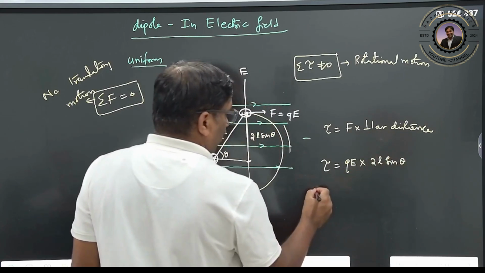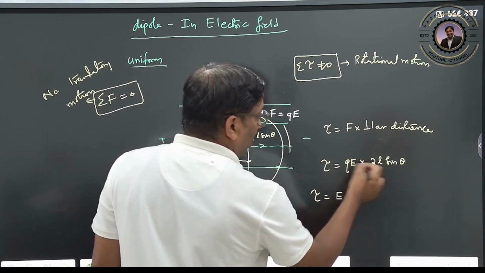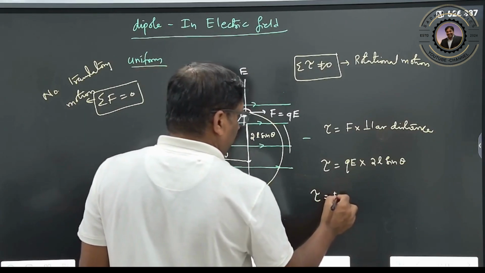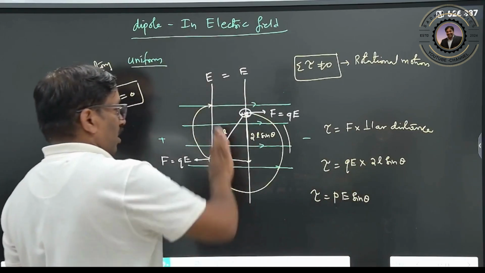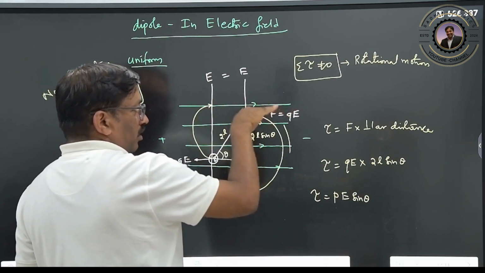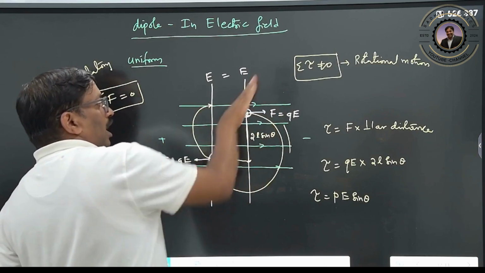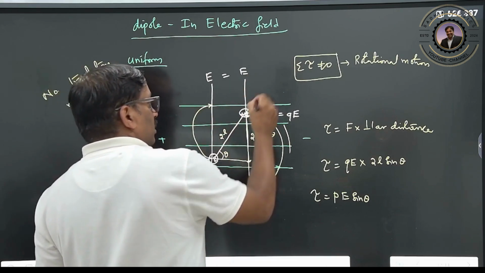So what you can write now, torque is equal to E times 2L times Q. So it is nothing but P into E into sin theta. What is the direction of the torque? Torque is in this direction. So this side it will be the force, and this is your dipole moment. Dipole moment is like this. You can see it now, this is your dipole moment.